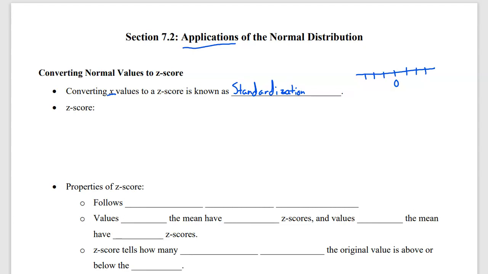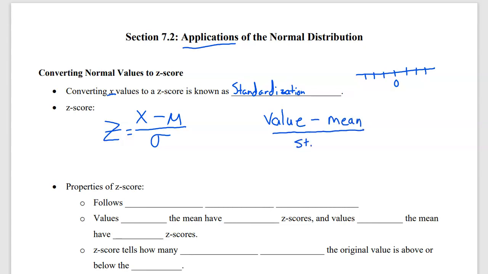And so remember that z-score is calculated by taking our value minus the mean and dividing it by the standard deviation. And so if the formula kind of confuses you, go ahead and look at it in terms: value minus mean divided by standard deviation. And so these are the exact same thing. One is in words, one is in the notation.